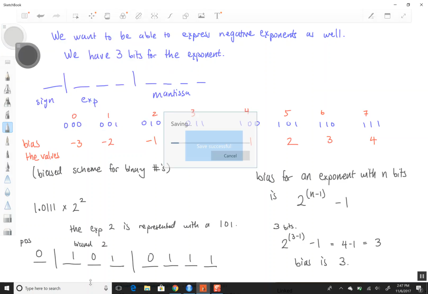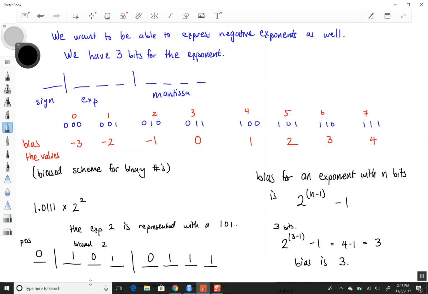Okay. So in IEEE 754, the floating point system that our computer uses, we have 11 bits for the exponent. What is the bias that we use? Yeah, 2 to the 10, which is 1024, minus 1, so we have a bias of 1023. Whatever number you have, you add 1023 to that, and then you convert that into binary.